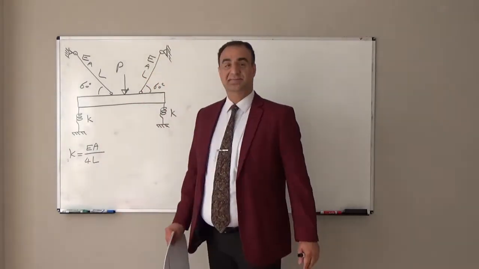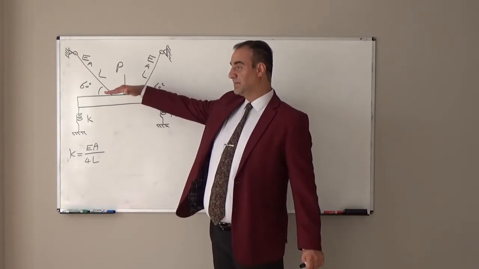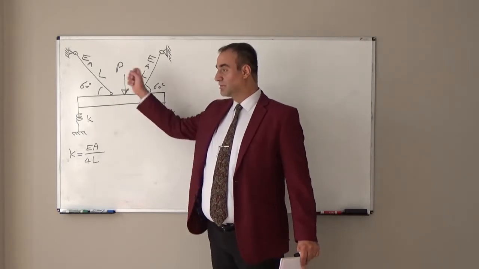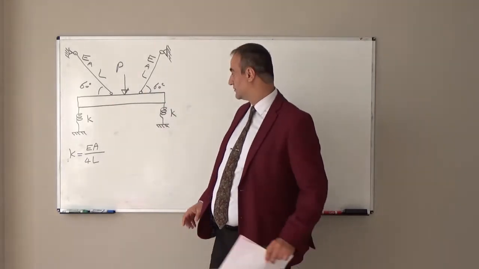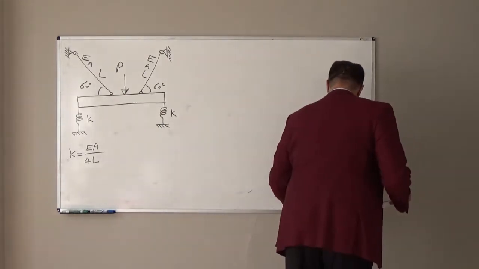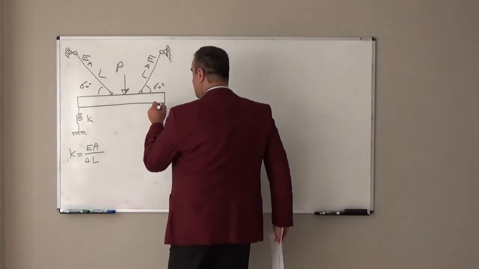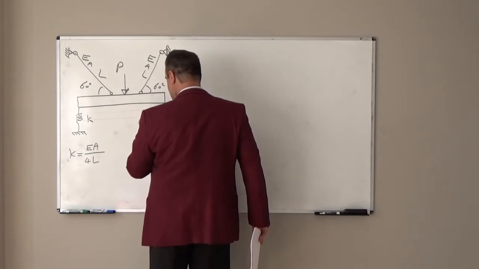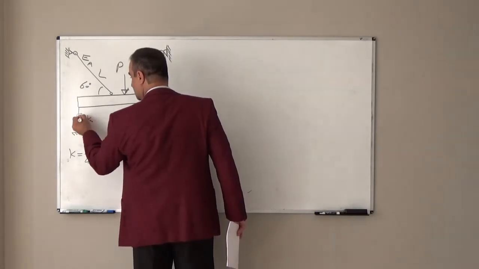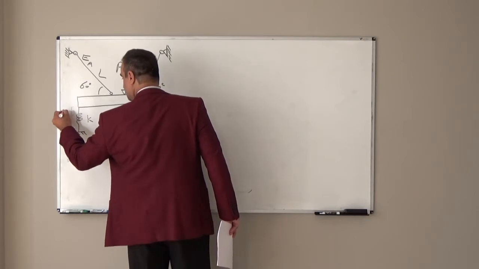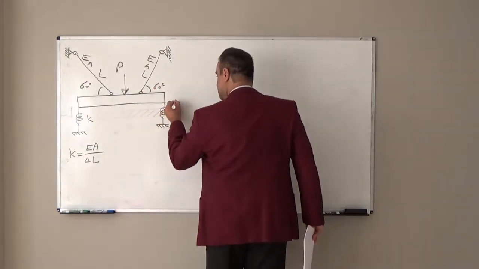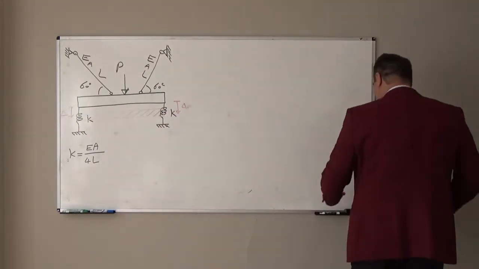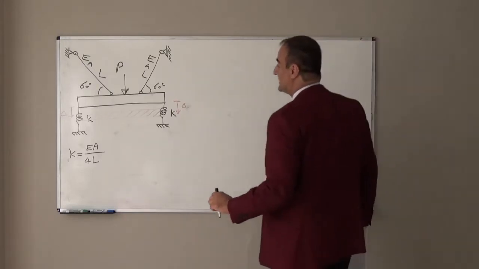You see, this is again a symmetrical system. This rigid beam will only move down, and the deformation in all of these members will be equal. So after we apply this load, the beam will move here. This deformation will be delta. Again, this deformation will be delta. Both will deform the same, an equal value, and that is delta.